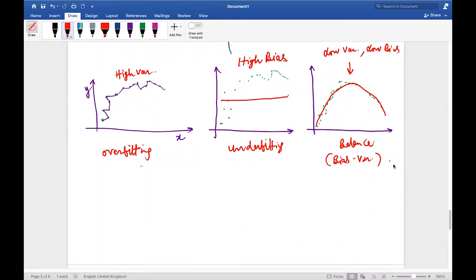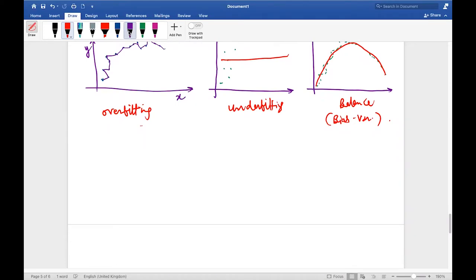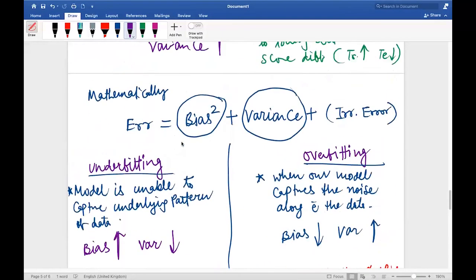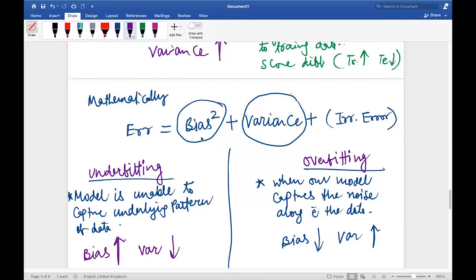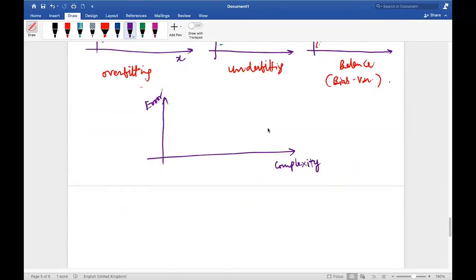Now let me tell you what actually happens in a real-life scenario. Let's say on the x-axis, I have the model's complexity. We spoke about it: if our model is too complex. And this is the error. The total error is a function of the square of the bias term and the variance term. This you understand? We will keep this in mind while plotting the bias variance.